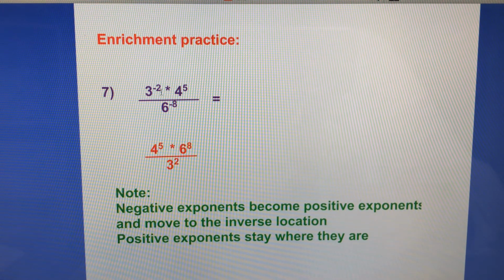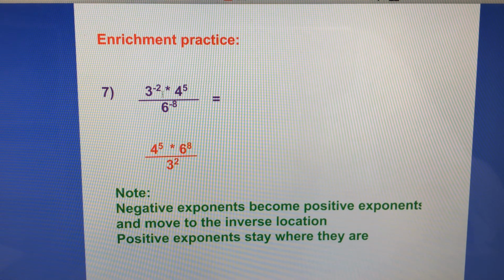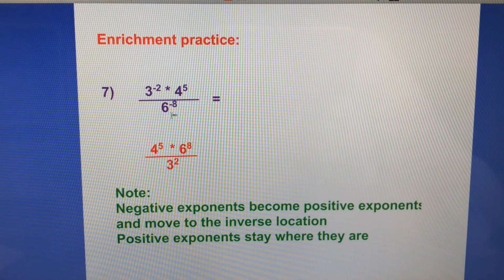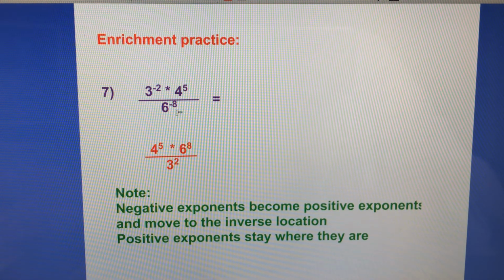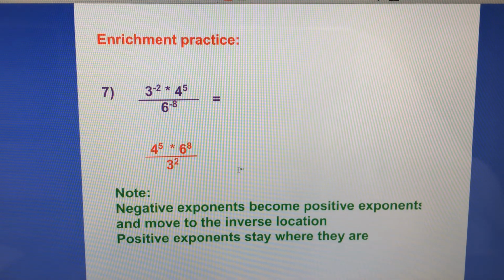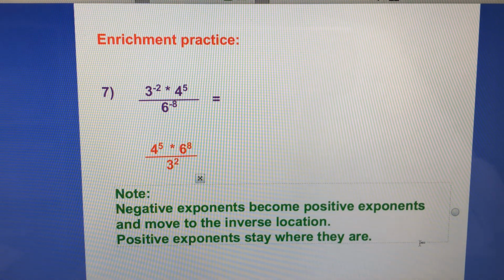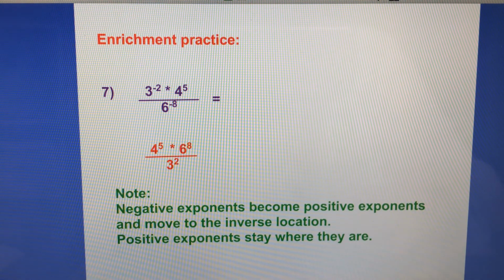3 to the negative 2. As soon as I see a negative exponent, remember, put in your fraction bar. 3 to the negative 2 moves to the denominator. 4 to the 5th stays in the numerator. 6 to the negative 8 has to move to the numerator. Negative exponents become positive exponents and move to the inverse location. Positive exponents stay where they are.